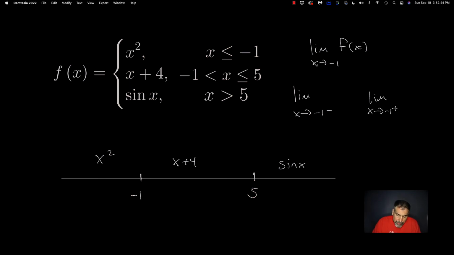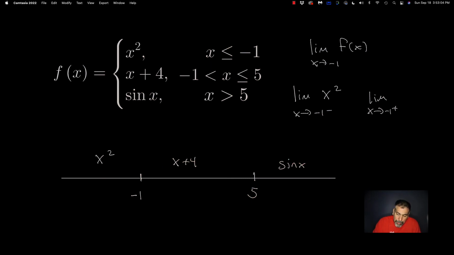Now, coming from the left, that's pretty straightforward. We've got our number line. Coming from the left side, we're using x squared. So this is going to be the expression that we'll be using in our limit. Now, as we come from the right, you may have some concerns because we're actually going to traverse past sine x and x plus 4.